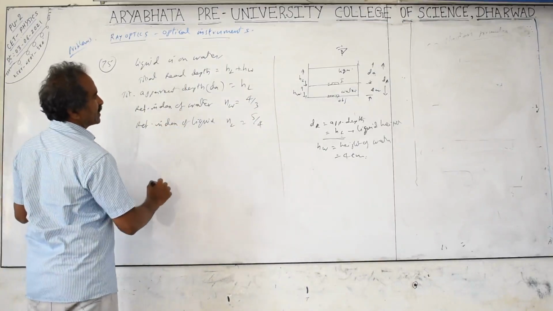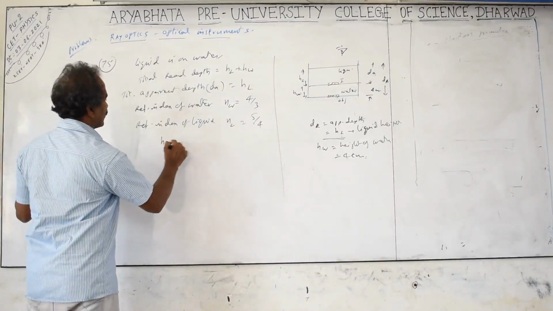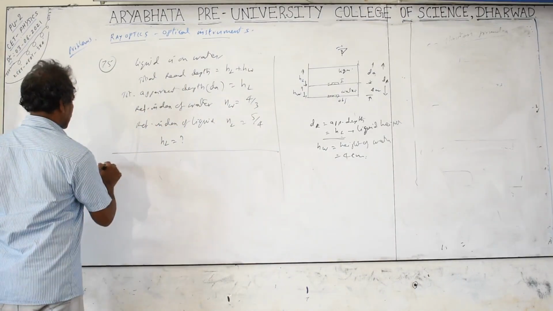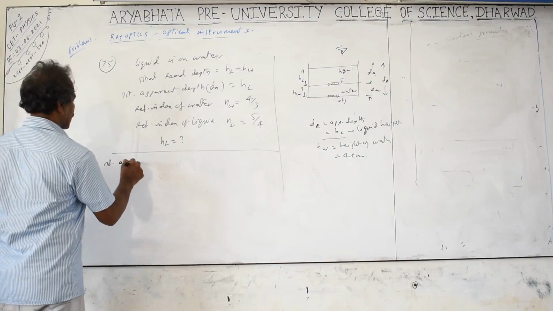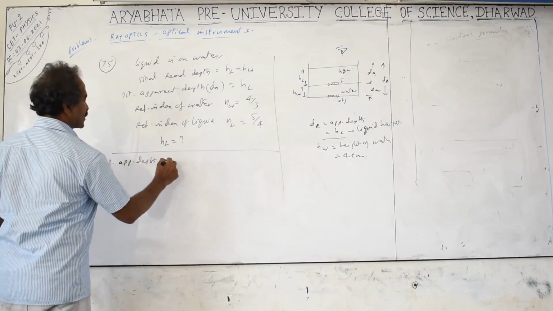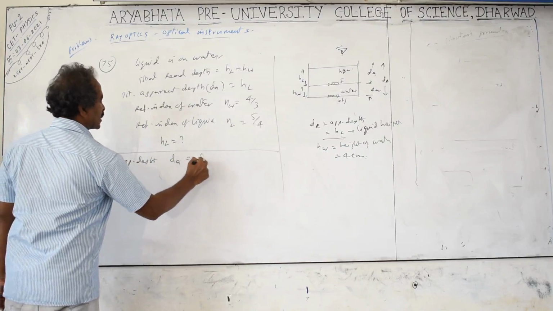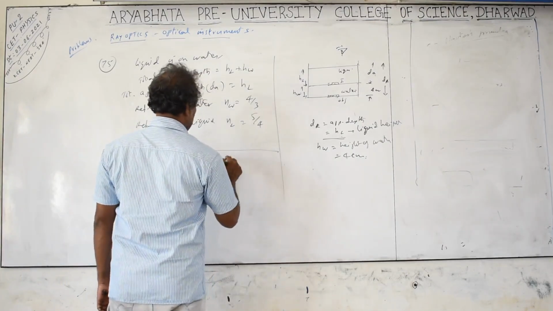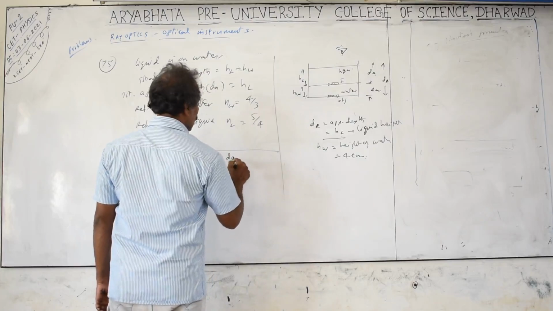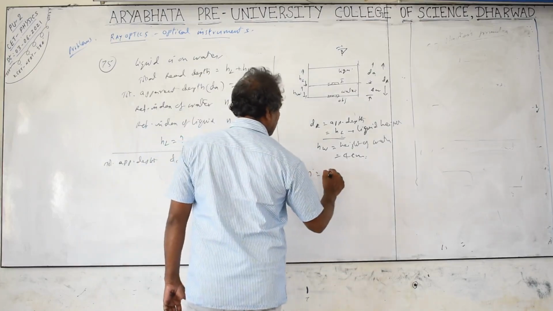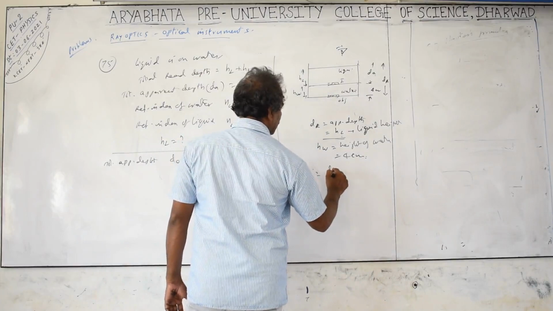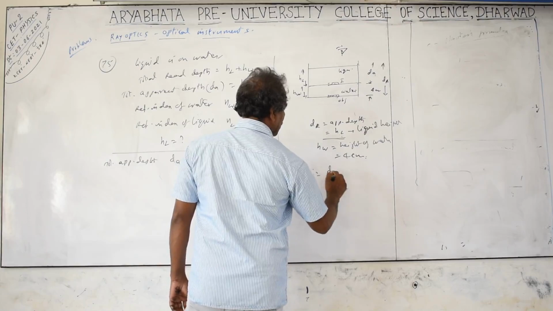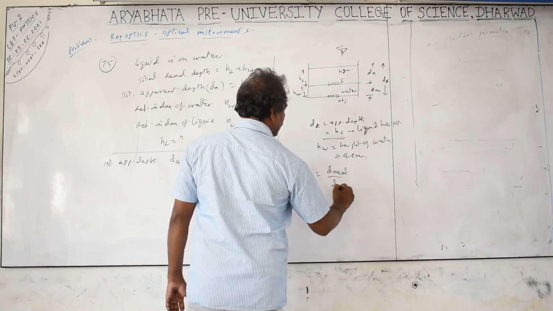Find the height of the liquid. How much is it? The total apparent depth formula we have is: total apparent depth is equal to the apparent depth of the liquid plus the apparent depth of water. The formula we have is N is equal to real depth by apparent depth.